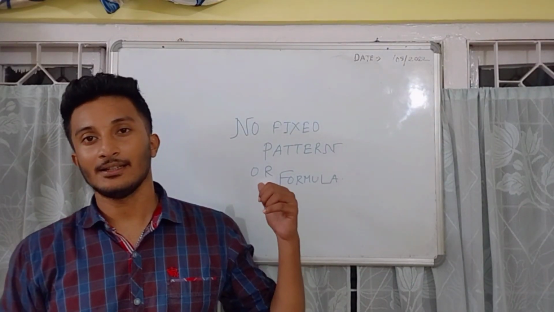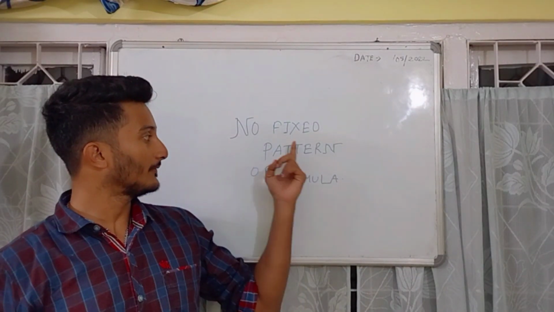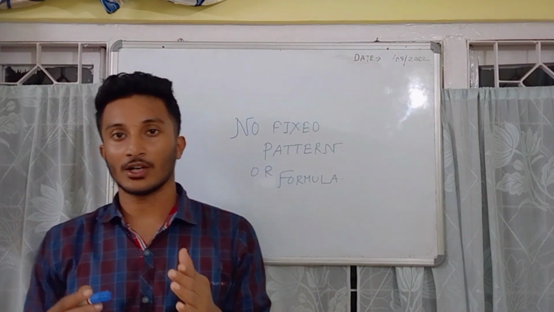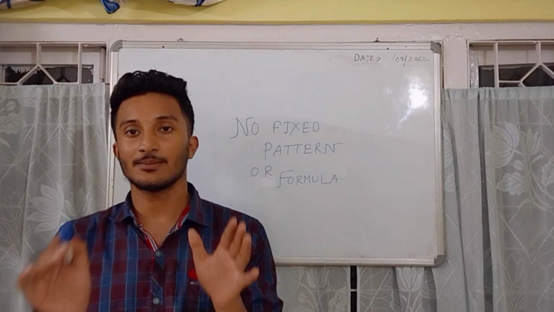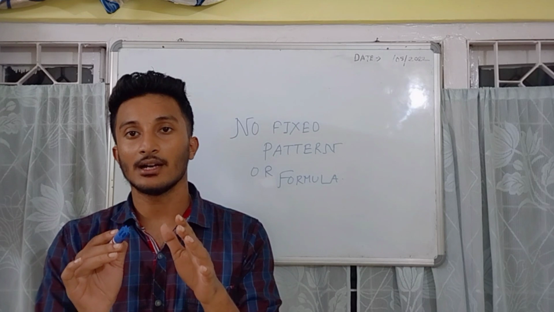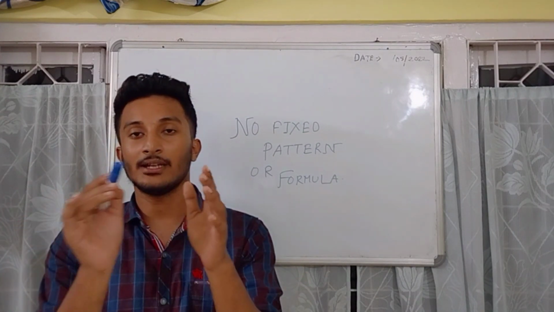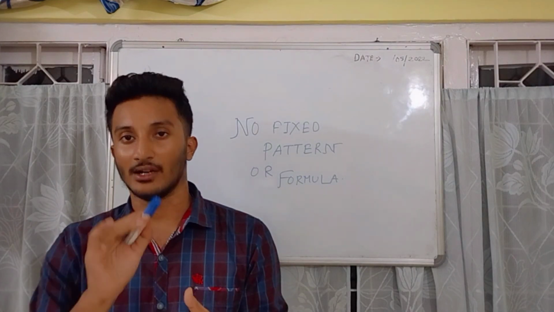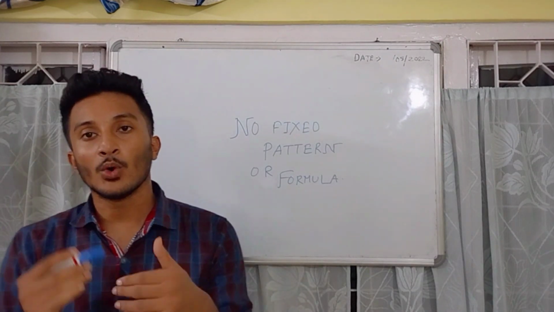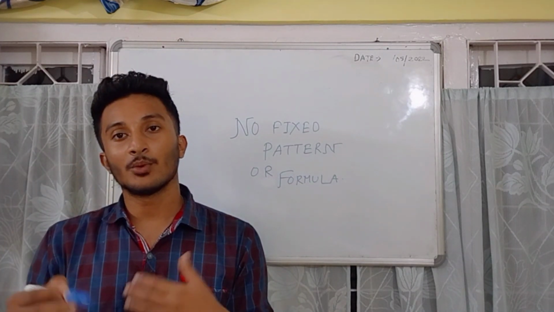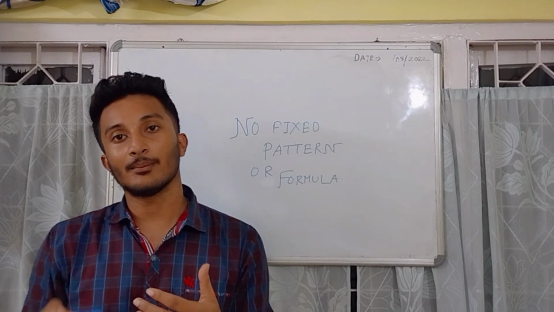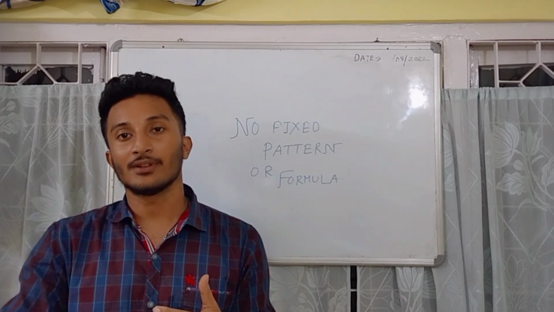As you can see on the whiteboard, it is written no fixed pattern or formula. In order to solve number analogy, there is no fixed pattern or fixed formula that you will use and that will be uniform for each and every question. No, it is not that way. The more you solve the questions of number analogy, the more you will learn about the patterns and the concepts that are used in different questions.